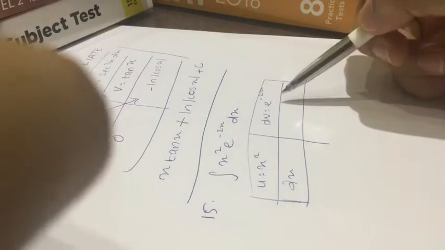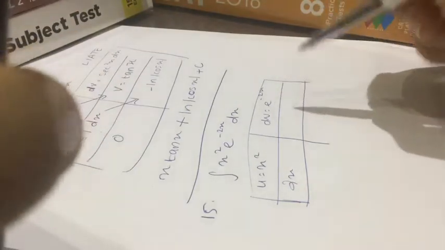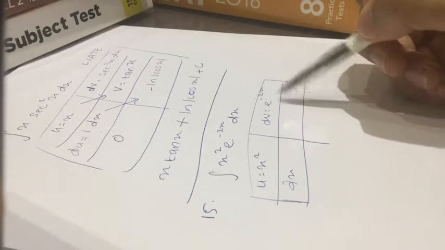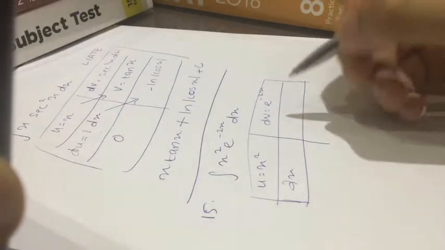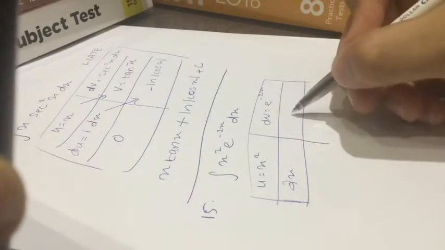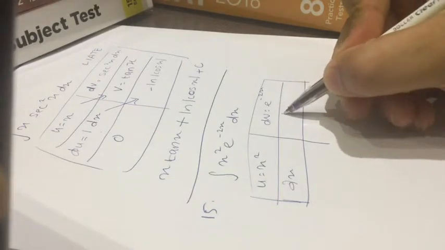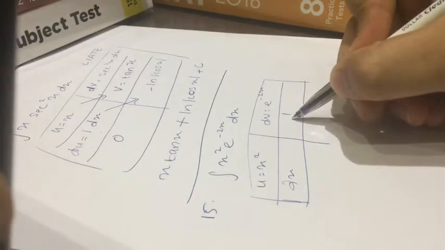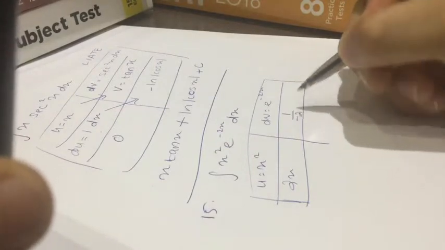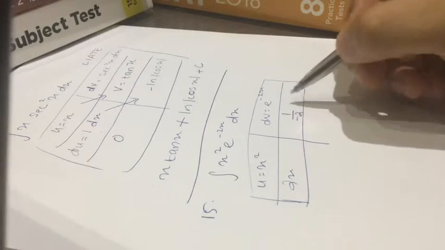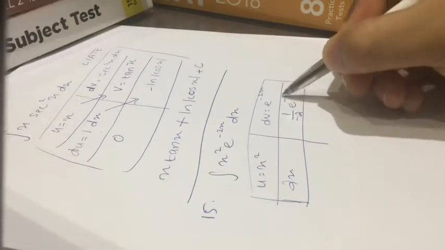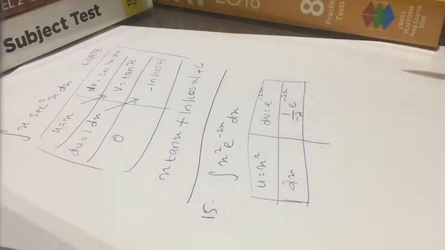Now the integration of this e to the power of negative 2x is the derivative of the power. You divide by the derivative of the power, e to the power of negative 2x. So the integration of this one will be 1 over negative 2, which is the derivative, e to the power of negative 2x.